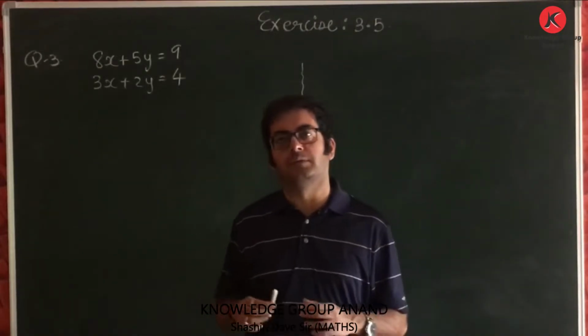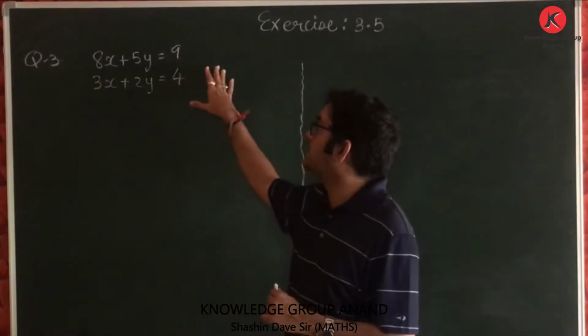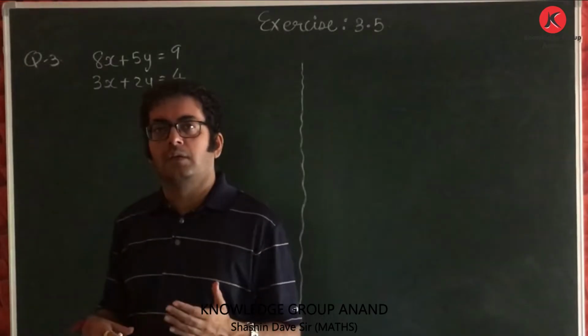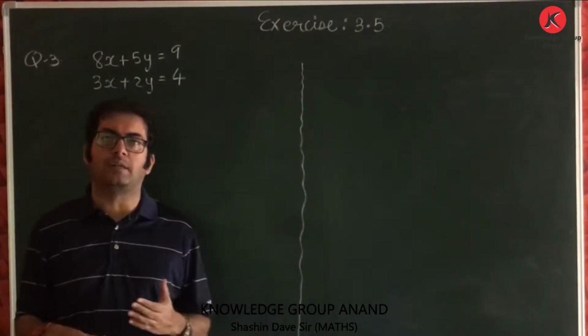Exercise 3.5, question number 3. A pair of equations is given over here: 8x plus 5y is equal to 9, 3x plus 2y is equal to 4. In the textbook, you are asked to solve this question by two methods, that is the substitution method and the cross multiplication method.